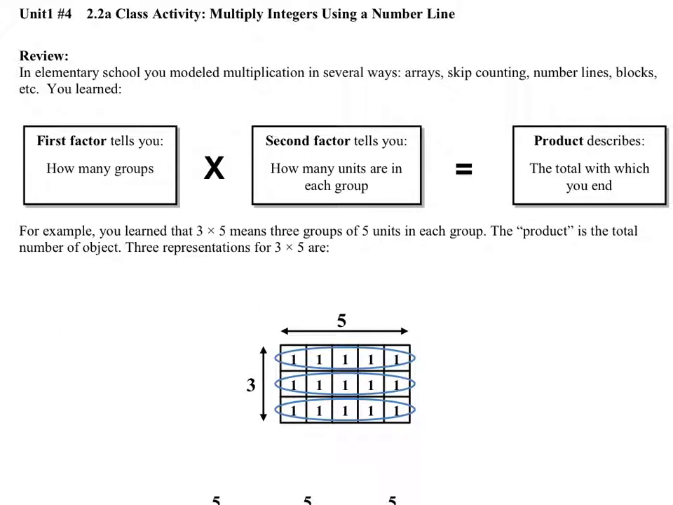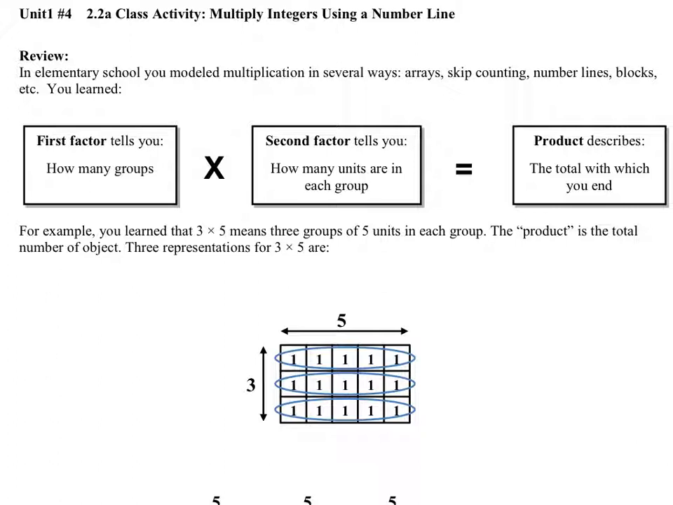So when you have two numbers right up here, the first factor or number tells you how many groups of the second number that you have. And the second number tells you how much is inside of each group. And then the product, which is the answer to a multiplication problem, tells you how many total you have after figuring that out. All right.